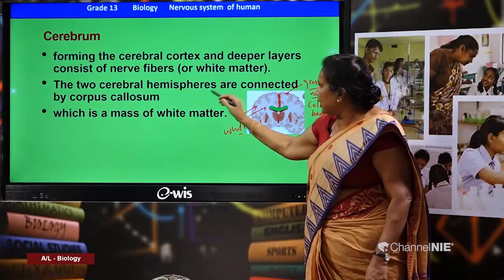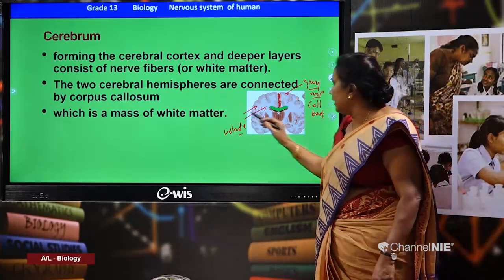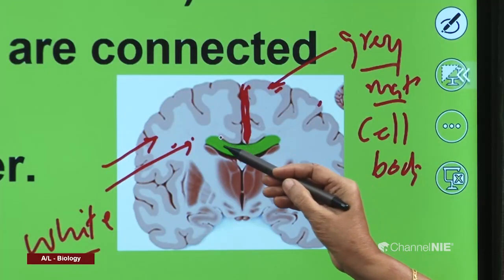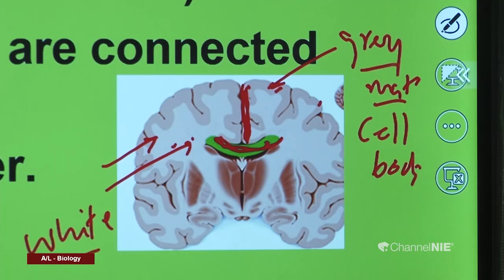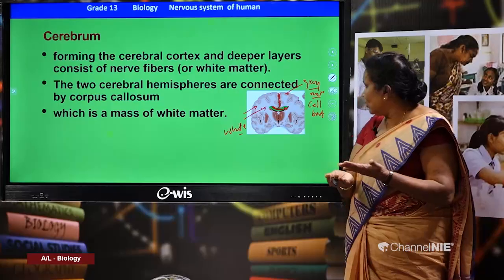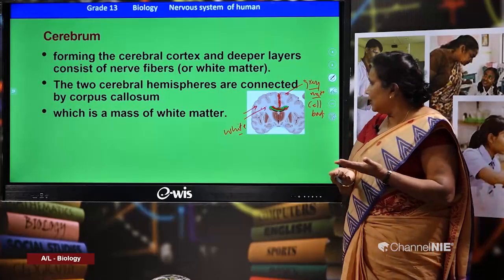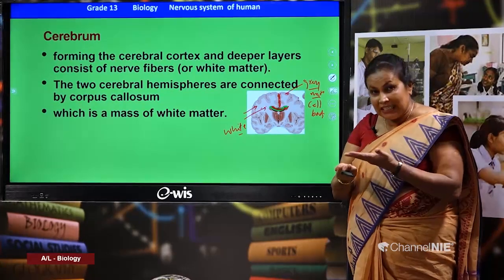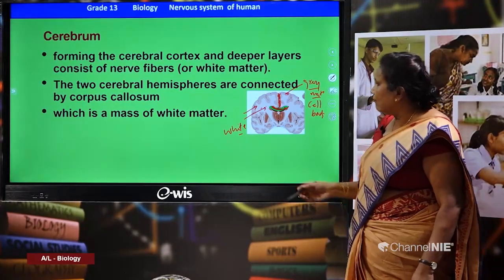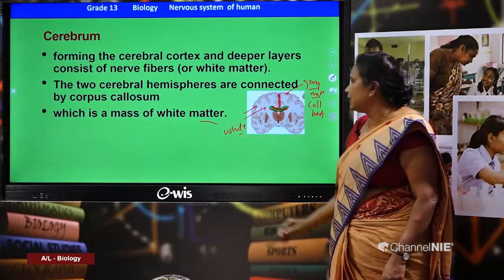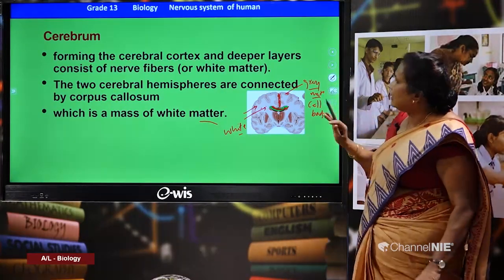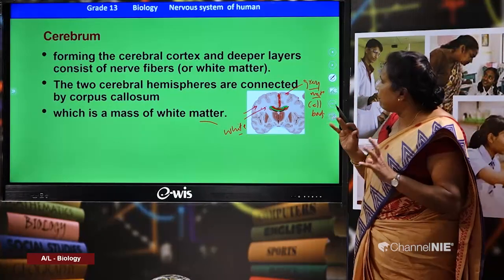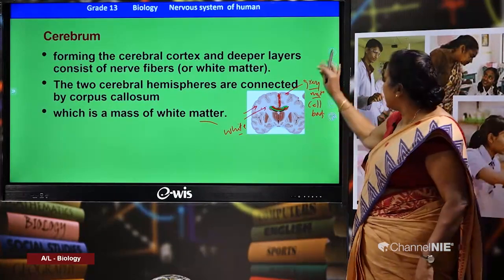The two cerebral hemispheres are connected by the corpus callosum. Here you can also see clearly, in this green color, the corpus callosum, how it is situated below the cerebrum, which is a white matter, a mass of white matter. This is about the cerebrum. These are the parts of the cerebrum.